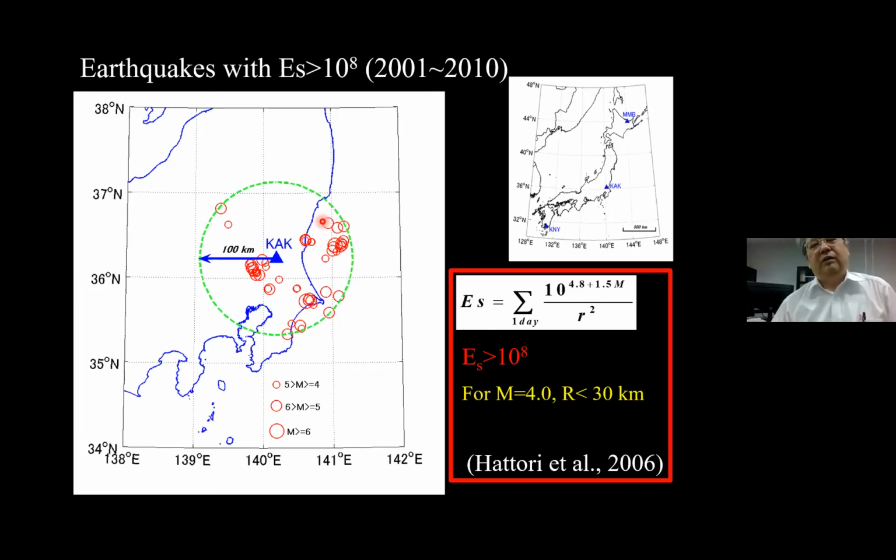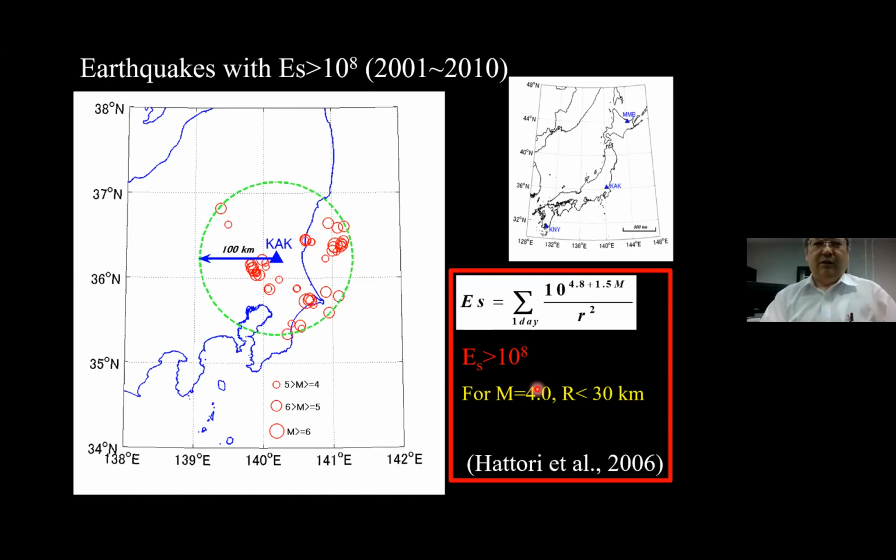Then we would like to do the statistical test. We analyzed 10 years of data from 2000 to 2010, before the Tohoku earthquake. We take a 100-kilometer radius from the station. We have 50 earthquakes happening in these areas. We select earthquakes satisfying this condition. ES indicates the seismic energy received at this station in one day. If this value is greater than 10 to the 8, we pick up the earthquake for analysis. For M4 earthquakes, a radius within 30 kilometers is the target for analysis.